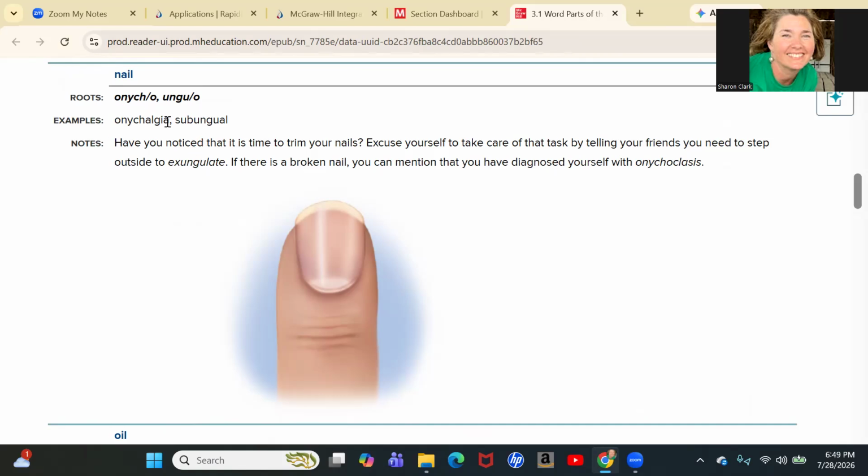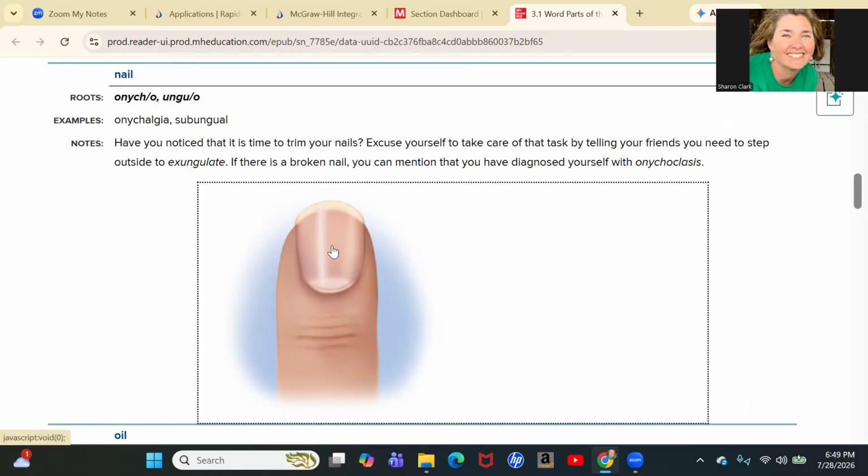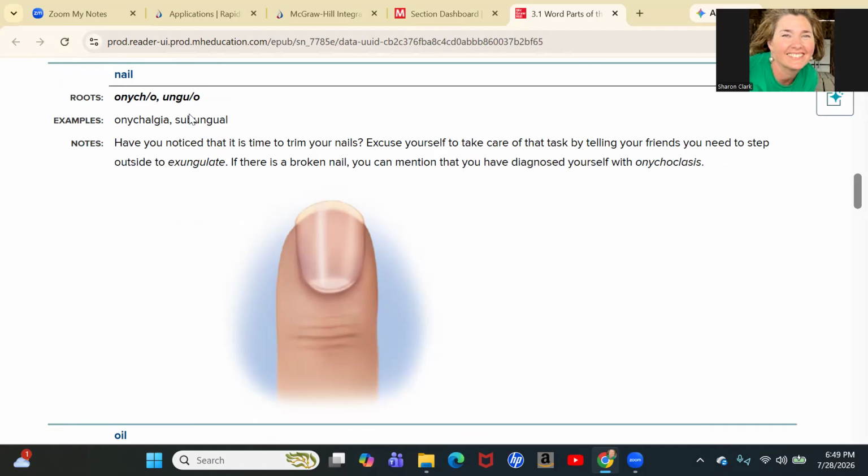Onychalgia, algia meaning pain, and onycho meaning nail. So this is where you squished your finger in the door and you now have fingernail pain. Or subungual, this is below the nail. Three word parts here. Sub is the prefix. Unguo is the word root that means nail. Al is the suffix that means pertaining to.